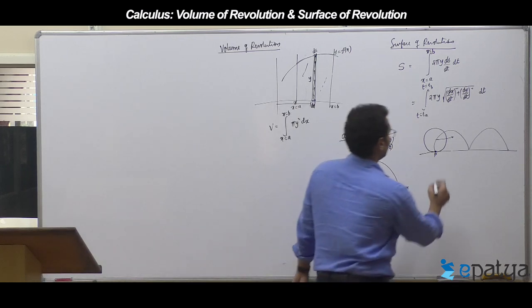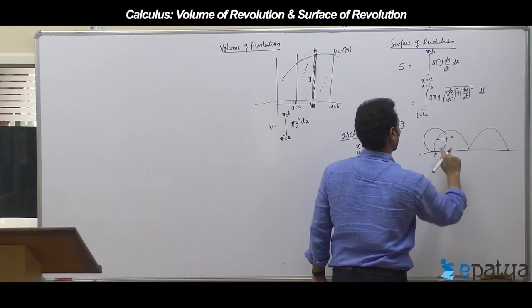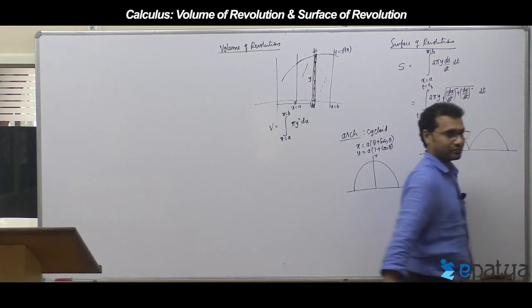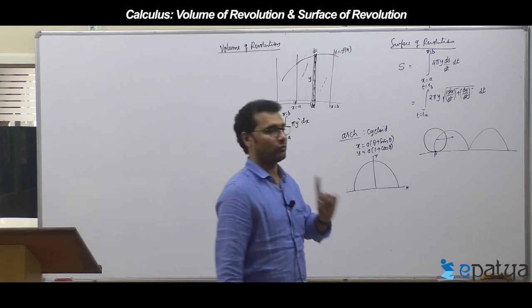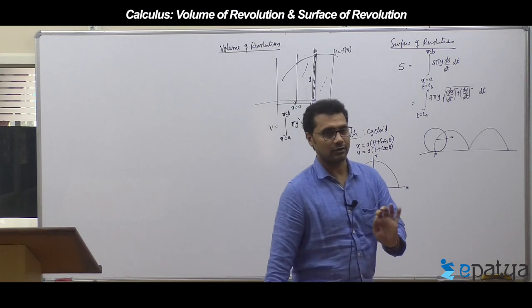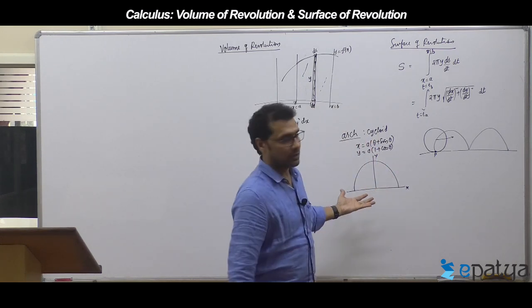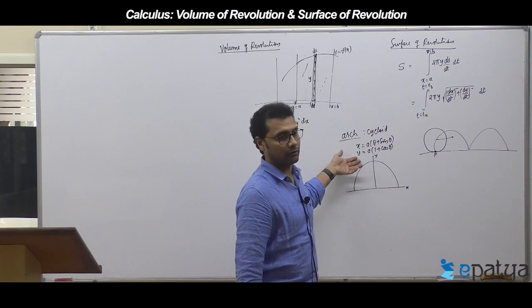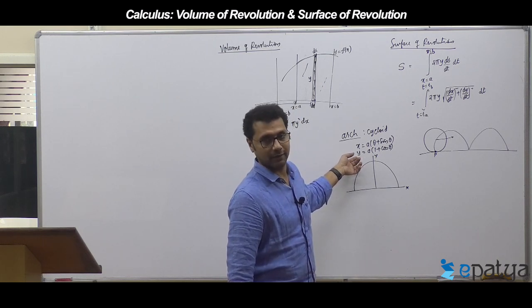Take any point, whatever point you take on the circle, it always goes in this manner. All of them form only one cycloid. This is called a regular cycloid, simple cycloid. The equation of such a cycloid is given by x equal to a into theta plus sine theta, y equal to a into 1 plus cos theta.